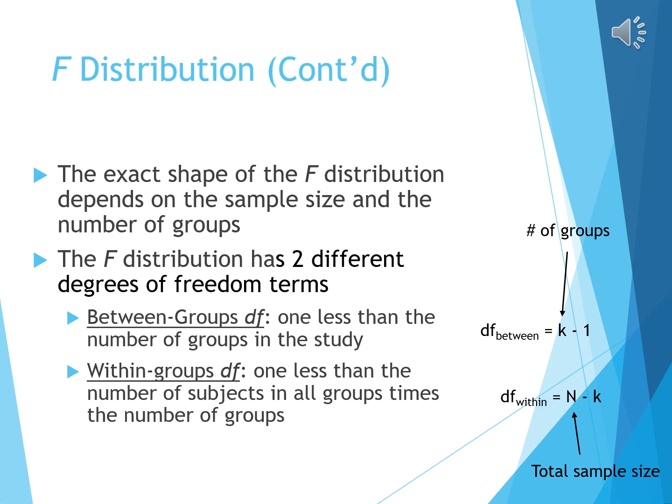Between groups degrees of freedom is the number of groups minus 1. The number of groups is represented by the letter K in this case. So for degrees of freedom between, in our example, there are 3 different groups or conditions. Minus 1 would be 2, right? That would give us 2 between groups degrees of freedom. The within groups degrees of freedom is the total sample size across all of the groups, so adding every person from every group together to make a total sample size, minus the number of groups or conditions.